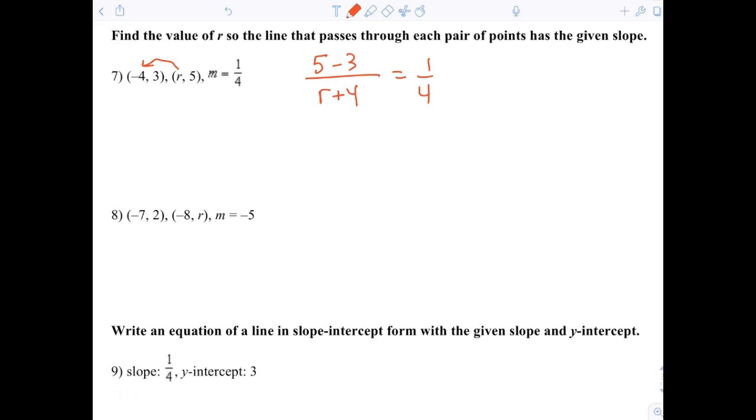So if I simplify 5 minus 3, I just get what? 2 over r plus 4 equals 1/4. Now, the problem some of you had is cross multiplying. So 1 times r plus 4 is r plus 4. 2 times 4 is 8. So r had to be what? r had to be 4. Any questions? Yes. So you always want to keep the variable positive? Yeah, it just makes the problem easier. That's all. One less step.